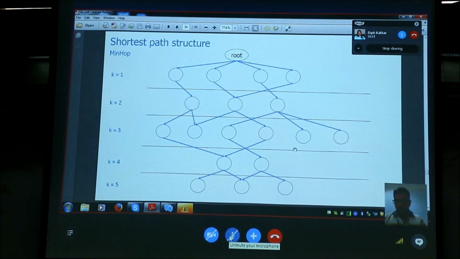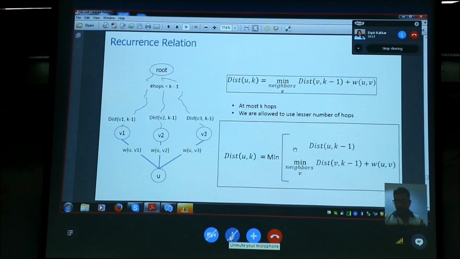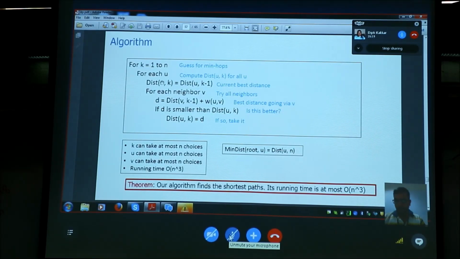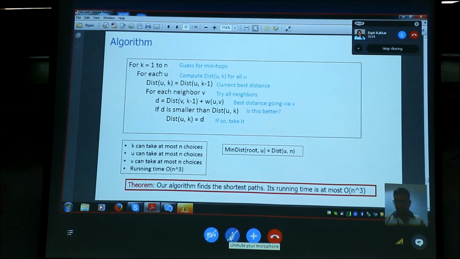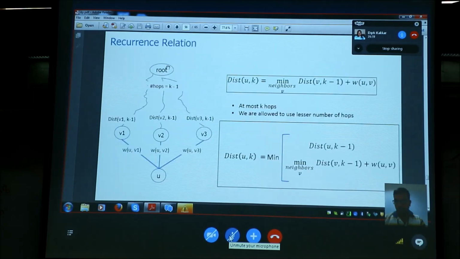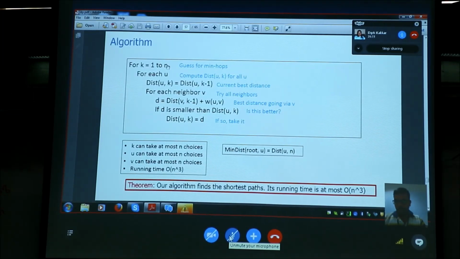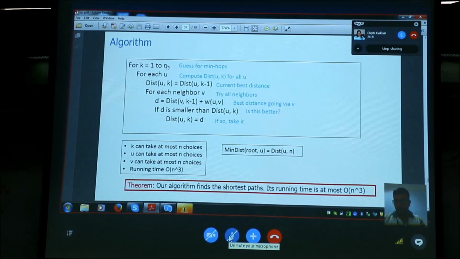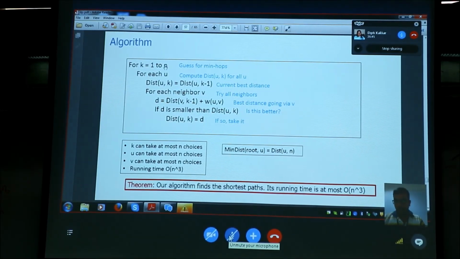The thing is, what exactly is its running time? Let's think through it. You have to tweak this algorithm a little bit so that you don't actually run through all the n, but you run through only as much as needed. If there is an oracle, like a wise man, who tells that none of these shortest paths, the minimum hop paths, take more than 10 hops, I really don't need to run through all these n. I'll just do it up to 10. And that can actually be done.